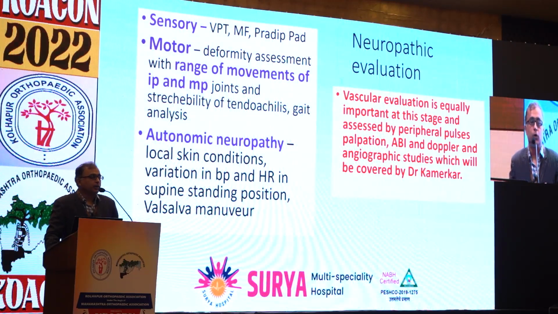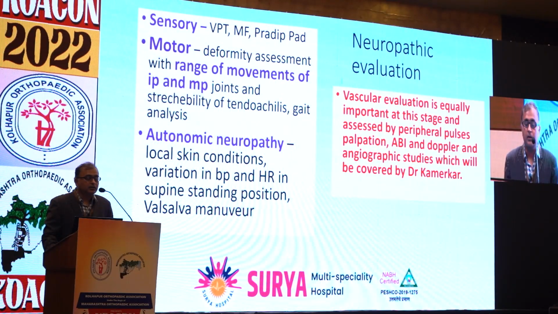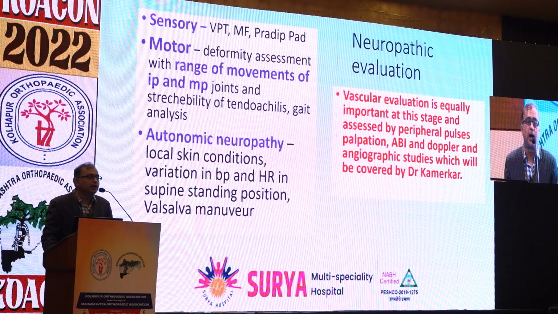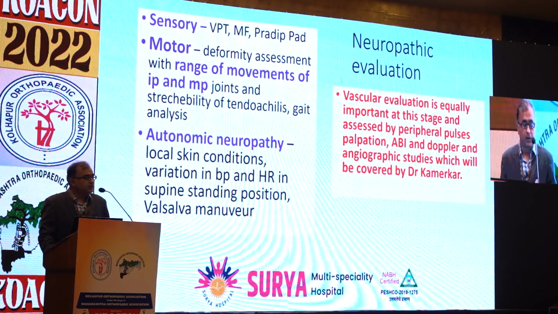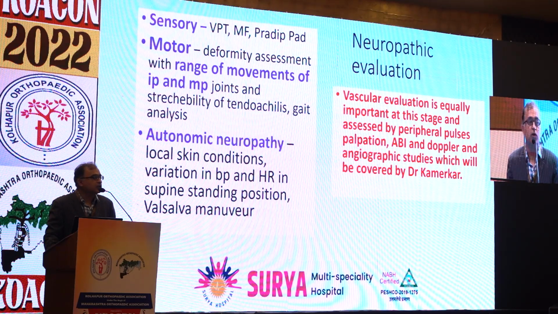So how to evaluate neuropathy? The neuropathy evaluation is basically done by a physician who is treating diabetes, and the sensory component is tested with certain instruments that I will show in the subsequent slide. In the motor assessment, we check power of the muscle, range of movement of the joints, especially the first metatarsophalangeal joint and the tendo-Achilles, and autonomic neuropathy by testing BP and pulse in different positions. Vascular evaluation is equally important at this stage, and Dr. Kamerkar and Dr. Zadav will cover the vascular issues.